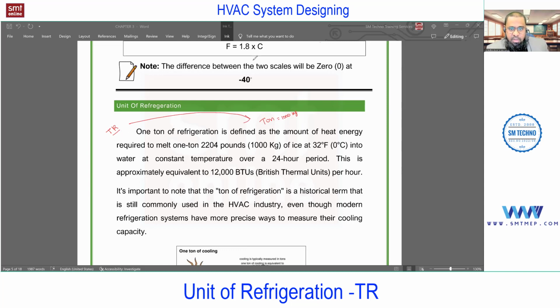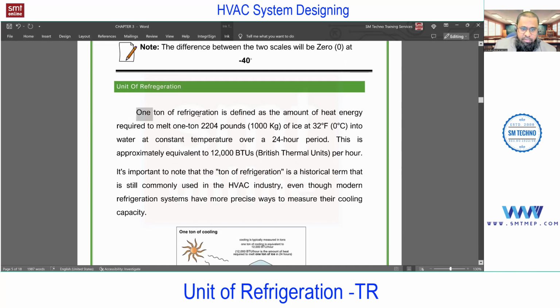So how exactly, we'll discuss. First, this is weight and this is a cooling capacity or unit of refrigeration. So how exactly we got this, we'll try to understand. Let me read the definition first. 1 ton of refrigeration is defined as the amount of heat energy required to melt 1 ton, nothing but 1000 kg, in terms of pounds 2204, nearly 2000 pounds of ice. Or if you're getting confused with pounds, just consider 1000 kg. So it's the amount of heat energy required to melt 1000 kg of ice at 0 degree centigrade, nothing but 32 degree Fahrenheit, into water at constant temperature, in 24 hours. We're considering this time from a calculation point of view.